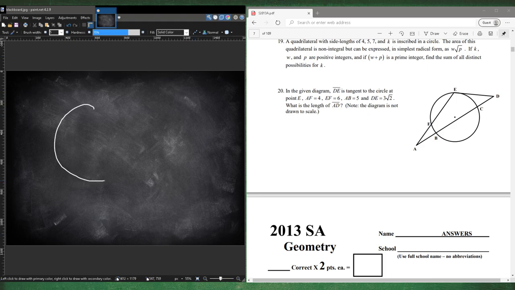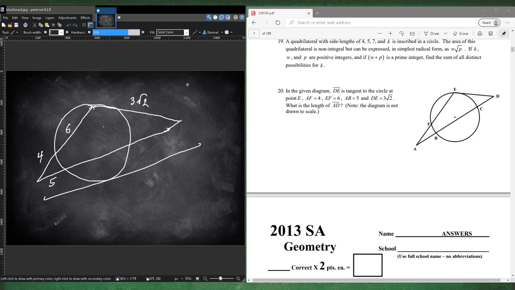Okay, so let's draw a picture. They say that AF is 4, they say that EF is 6, and they say that AB is 5, and DE is 3 square root 2. And we have to find AD, so we have to find this entire length. So let's call this X, and let's call this Y. Let's focus on this one first.